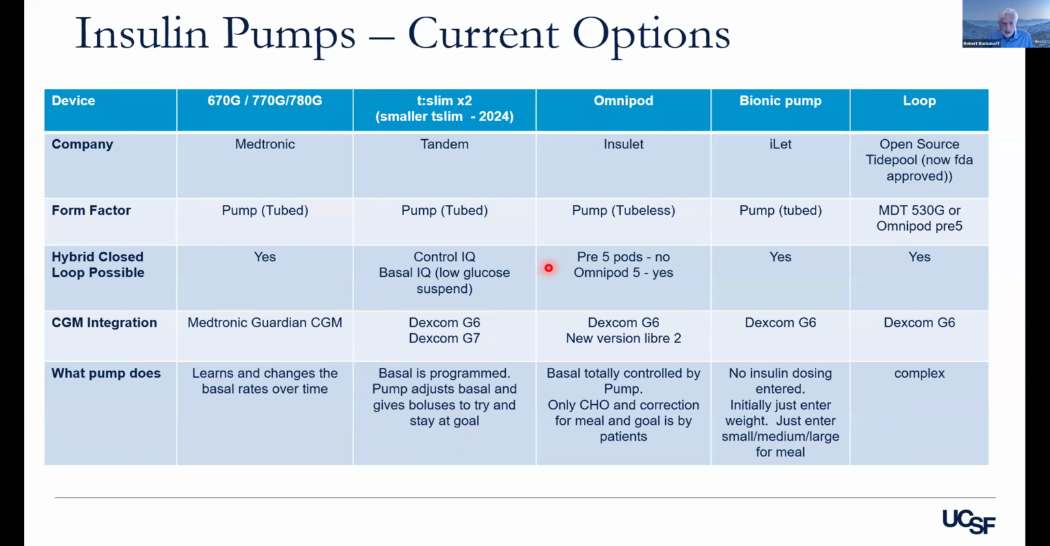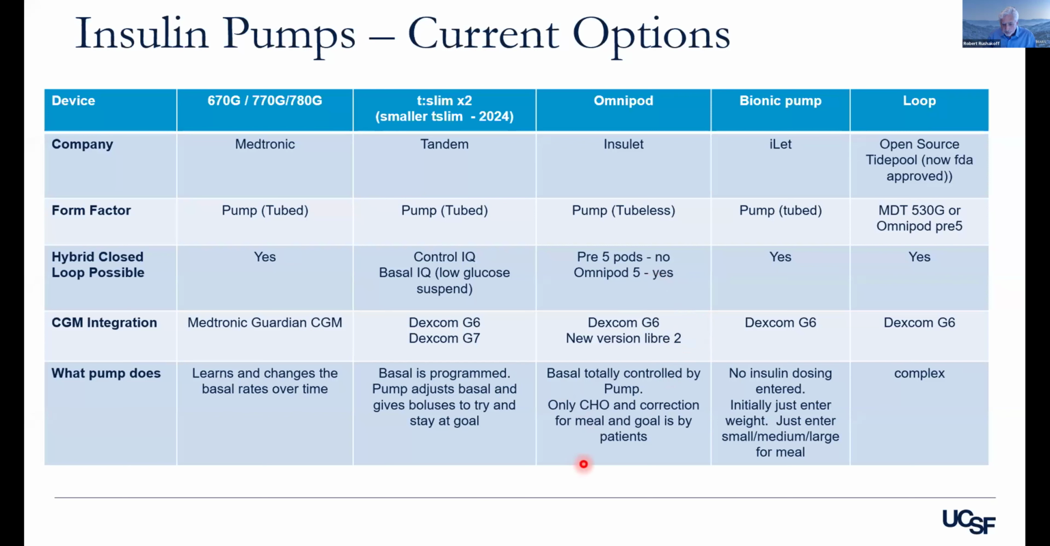In the past year and a half, people have moved to the newer ones that are called the Pod 5. So these are now hybrid closed loop pumps. They use a Dexcom G6, and as of yesterday, they use a new version of the Libre 2 CGM. So these are what are controlling the pump.